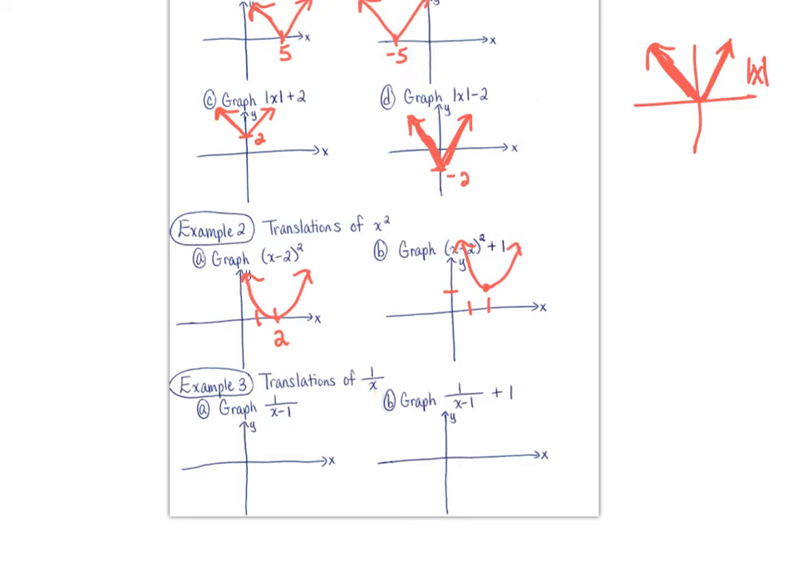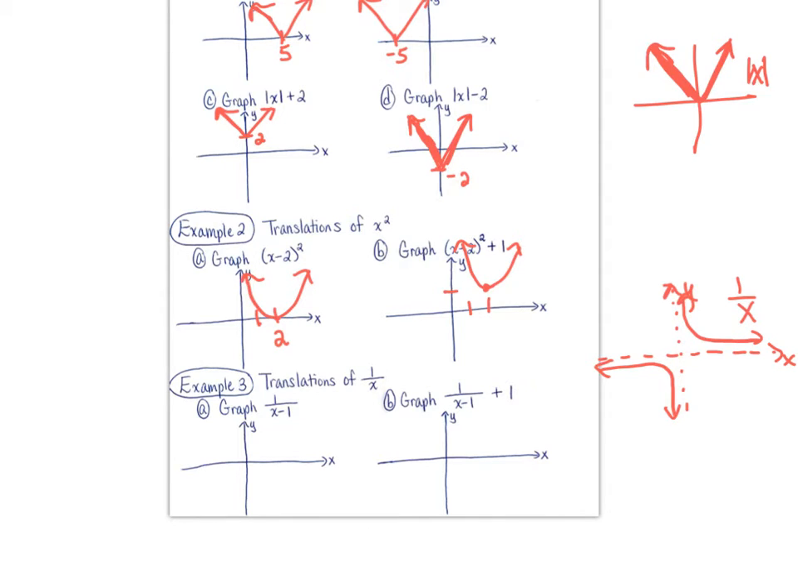Now we want to graph translations of 1 over x. And just remember, 1 over x is the reciprocal function, which has the graph as follows. And the other part in quadrant 3. And then we have a horizontal asymptote at y equals 0, vertical asymptote at x equals 0. So translations of this graph, remember that's 1 over x.